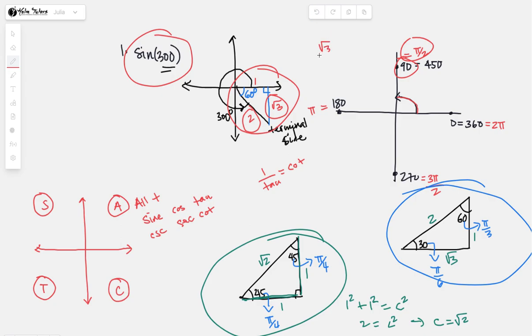But then you also, in tandem, use the reference triangle and this guy, right? And so the ASTC, you know that only cosine and secant are positive in that quadrant. What we're talking about is sine. And since our reference triangle is in the fourth quadrant, we know sine is negative. So you throw a negative sign in front of the root 3 over 2, and that's all she wrote. Does that make sense? Okay, so this way you don't have to memorize anything.